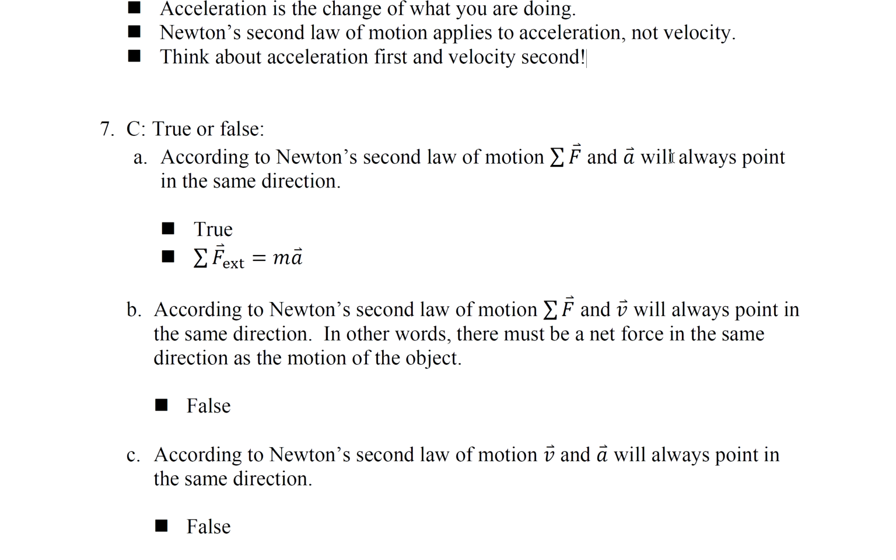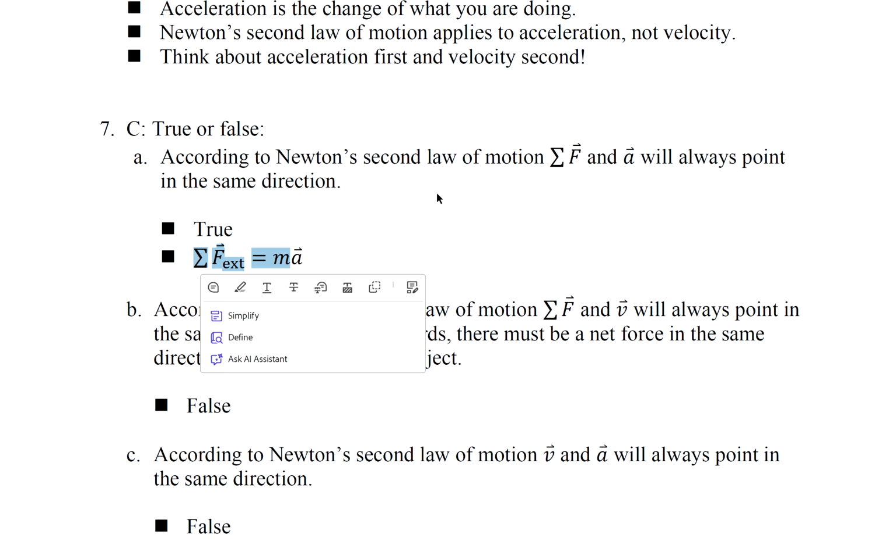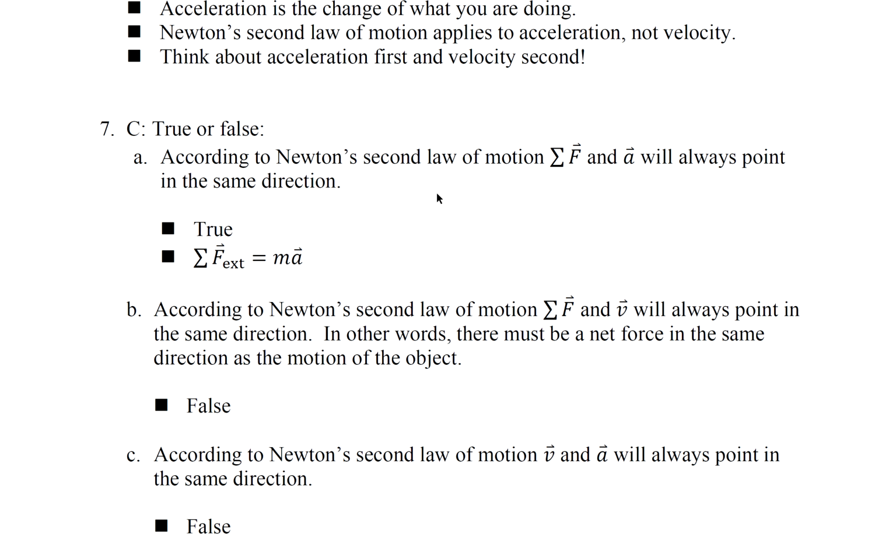Question 7, true or false? According to Newton's second law of motion, sigma f and a will always point in the same direction. That's true because sigma f is on the left-hand side, a is on the right-hand side. So if sigma f points up, a points up, because they're equal in direction and magnitude. If sigma f points to the bottom left, a points to the bottom left.